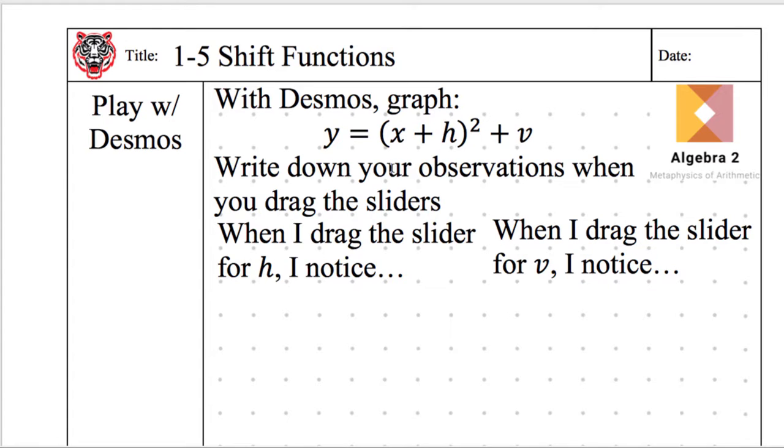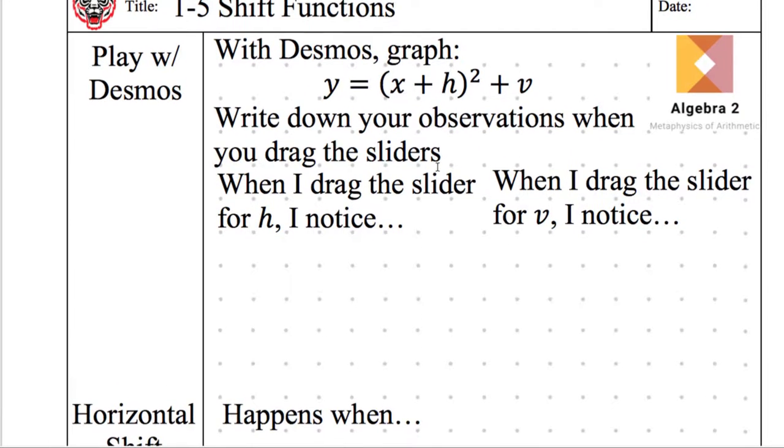We're going to be dragging the sliders. The sliders are those little things that you slide back and forth. And look what happens to the graph. What you're going to be doing in your notes is you're going to answer with short bullet points. When I drag H, I notice blah. When I drag V, I notice blah. You're doing this on your own.